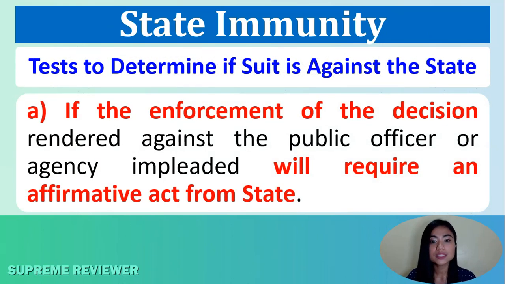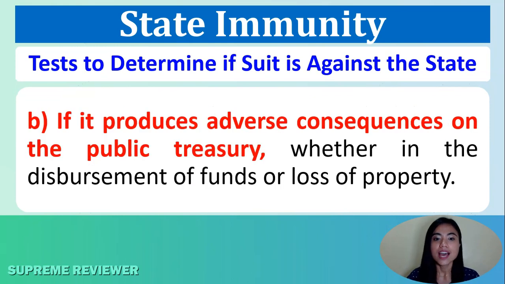If the enforcement of the decision rendered against the public officer or agency impleaded will require an affirmative act from the state, then it is a suit against the state. Likewise, a suit is against the state regardless of who is named as defendant if it produces adverse consequences on the public treasury, whether in the disbursement of funds or loss of property, the public official proceeded against not being liable in his personal capacity.